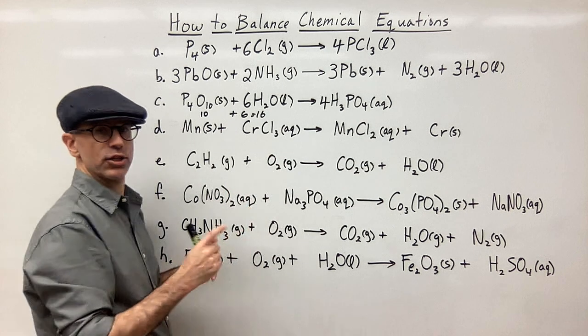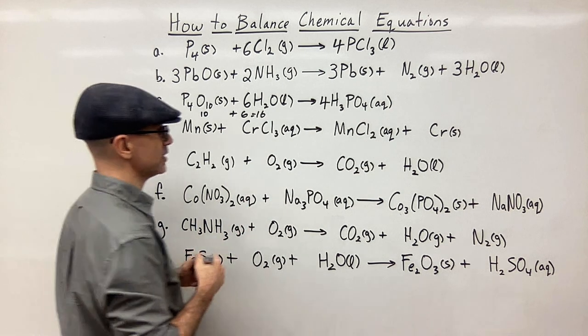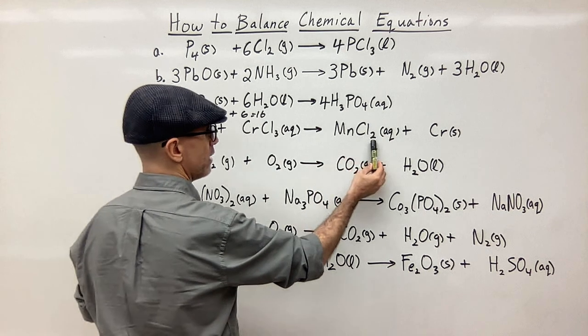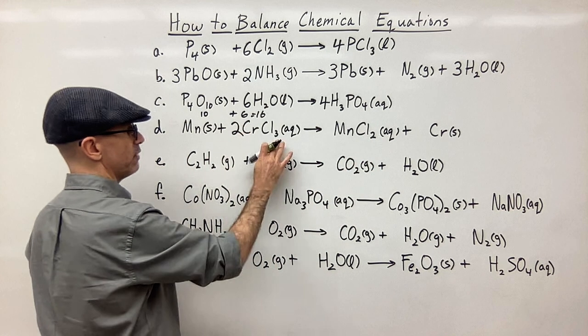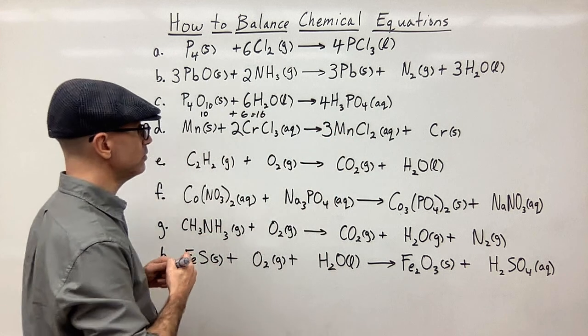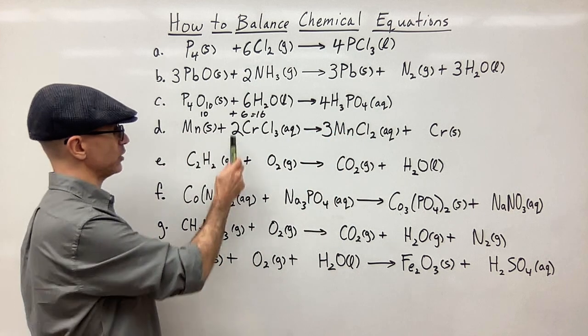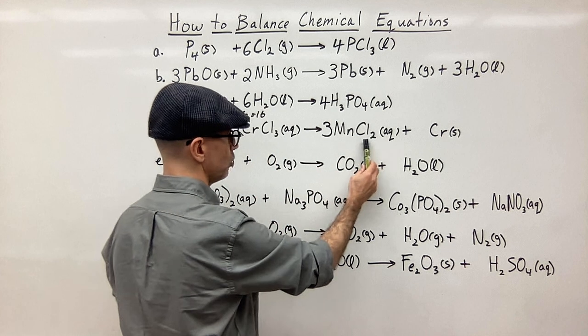So here I can use the subscripts and write them as coefficients for the opposite sides. So here I have a 2. So I'm going to write that as a 2 here. Here I have a 3. I'm going to write that as a 3 there. So now my chlorine is balanced. 2 times 3 is 6 chlorines. 3 times 2 is 6 chlorines.